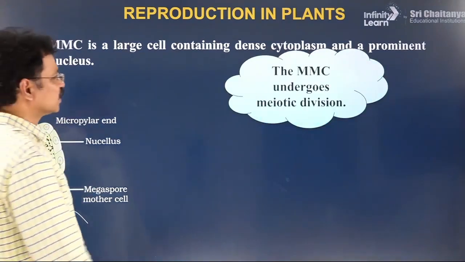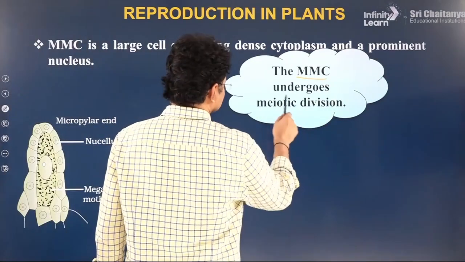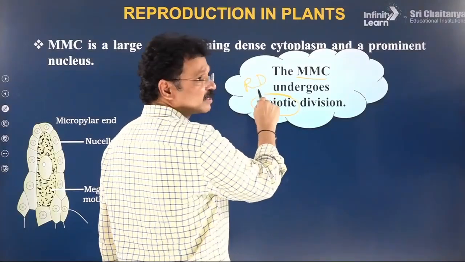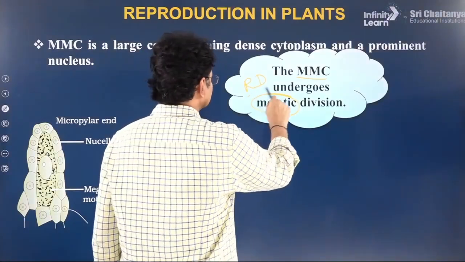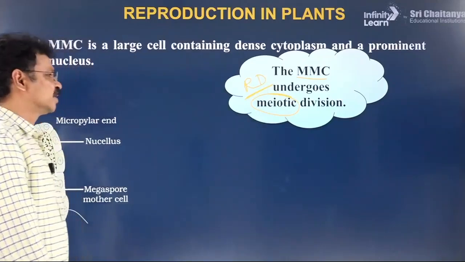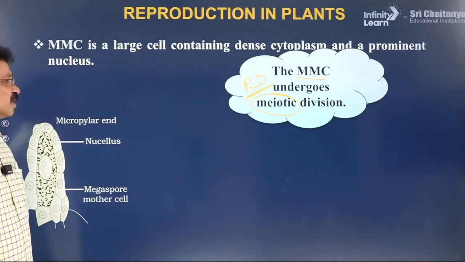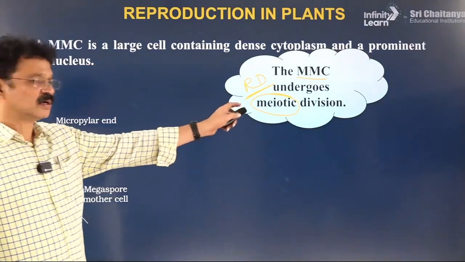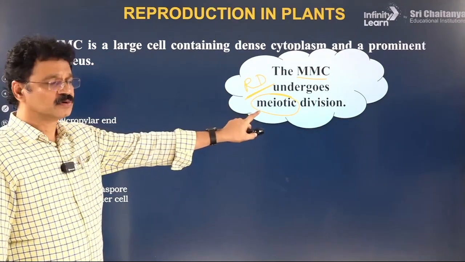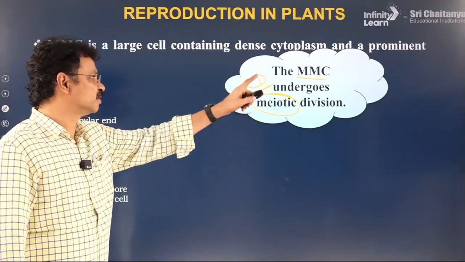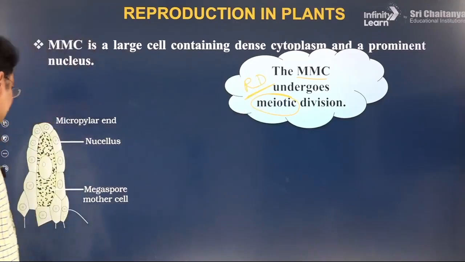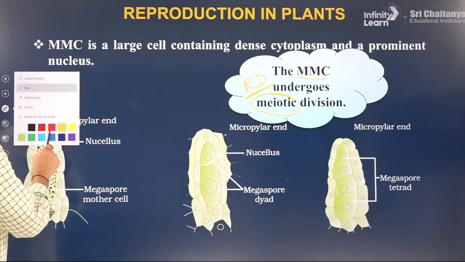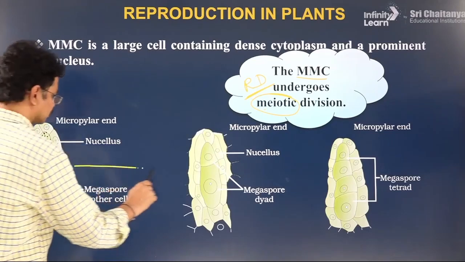What kind of cell division occurs in megaspore mother cells? Meiotic. Another name of meiotic cell division is the reductional division. Name the cell of an ovule that is able to perform meiotic cell division. Megaspore mother cell. This megaspore mother cell is able to perform meiotic cell division.